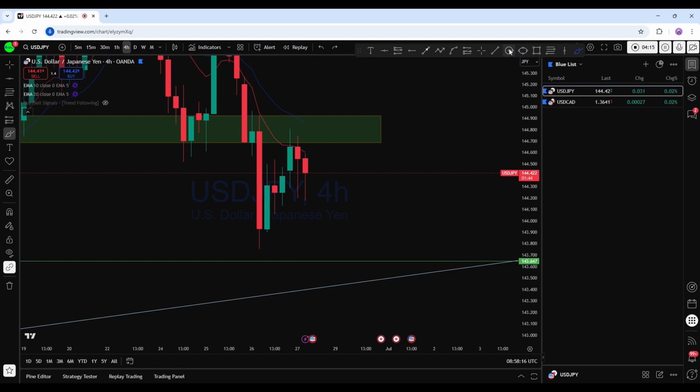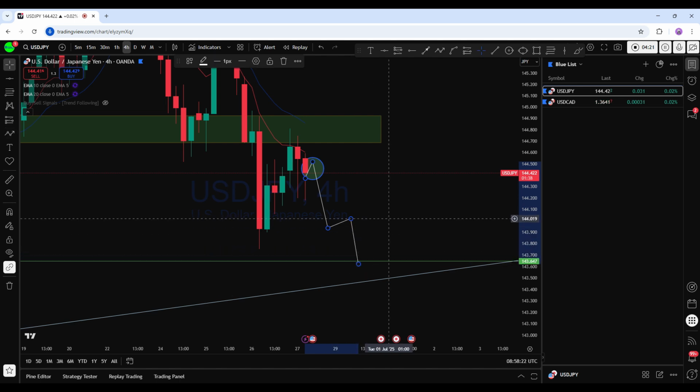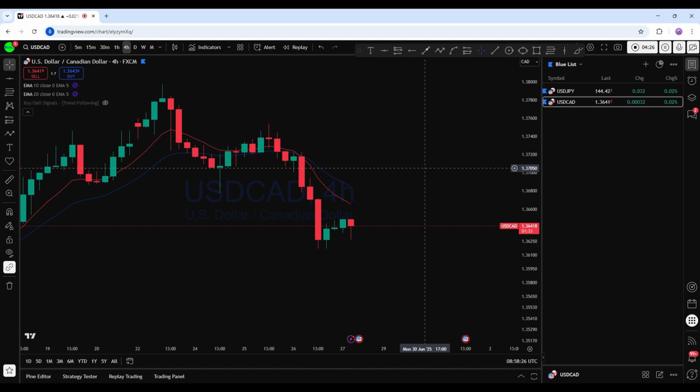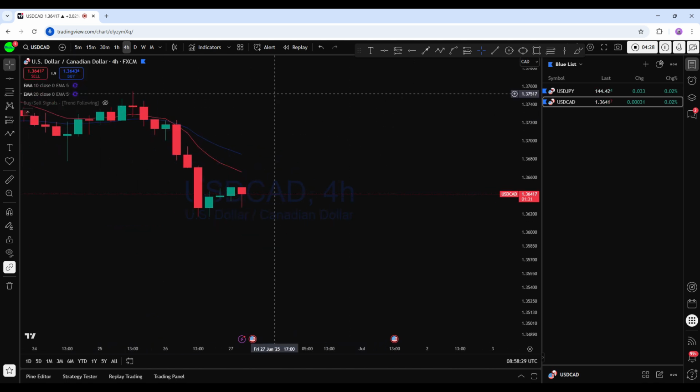So this is where, as soon as you find a suitable entry after price action confirmation, we can look for a potential selling opportunity in this market. Now let's see dollar CAD, and what kind of trading opportunity we may have.